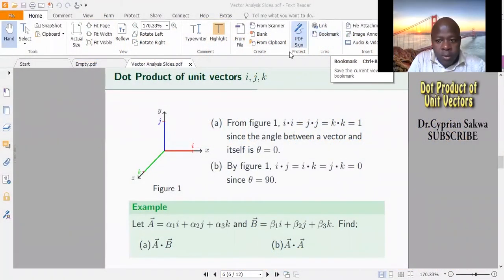Welcome to my class, and let's look at the dot product of the unit vectors i, j, and k. I've drawn this diagram here just for that purpose. Remember that these are vectors whose length is 1. So the length of i is 1, the length of j is 1, and the length of k is 1.